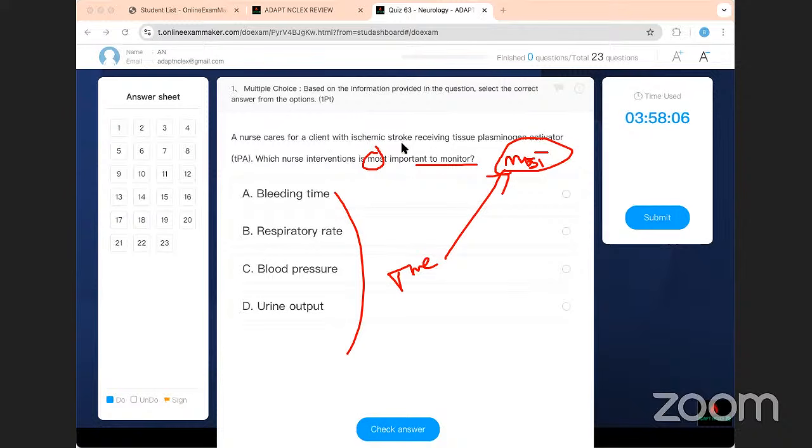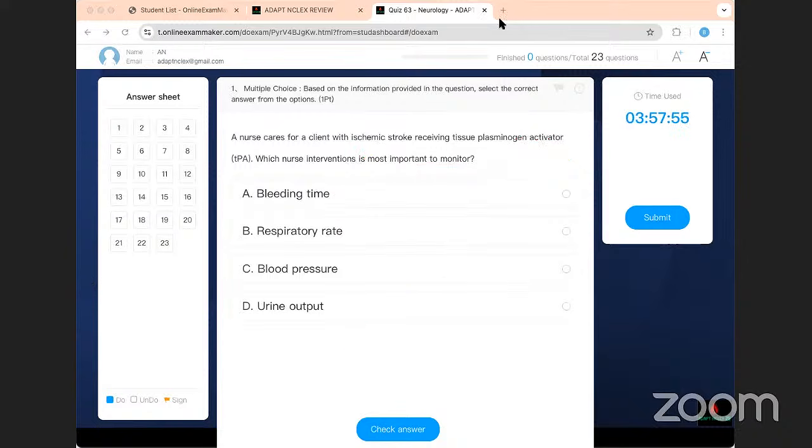And then care for a client with what? Ischemic stroke receiving what? Tissue plasminogen activator, TPA. Which intervention is the most important? Then you go and look at your content. You got to bring your content. You got to know your content before you take this test. You know TPA. You have to know what it's used for. I've given you a clue. It's used for ischemic stroke.